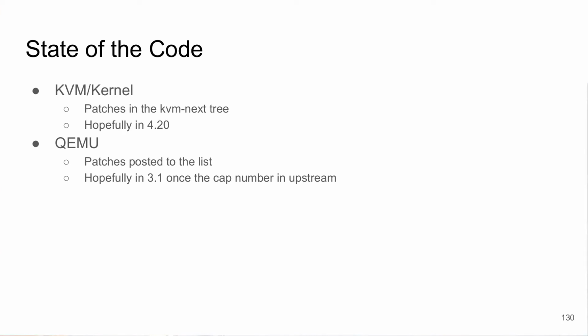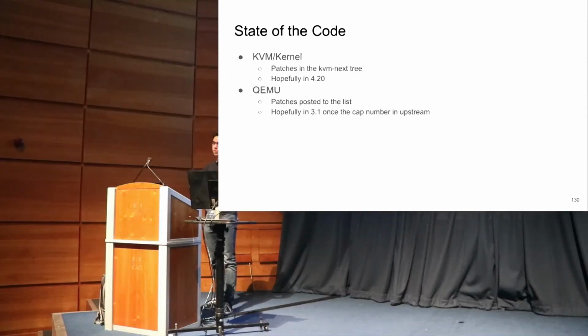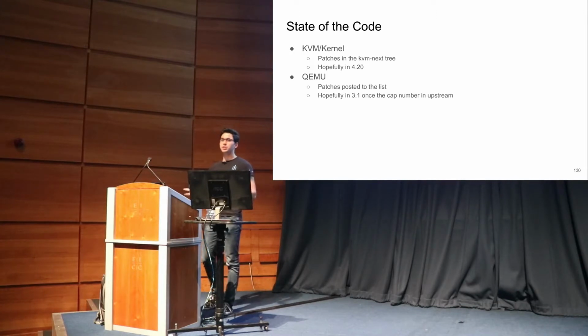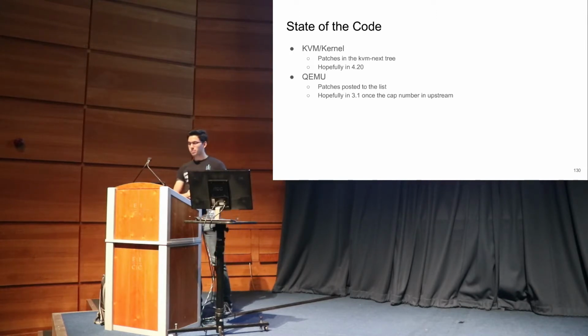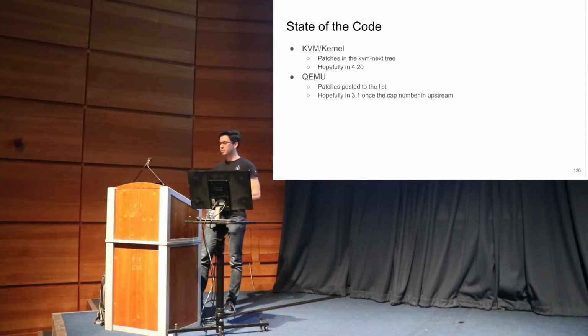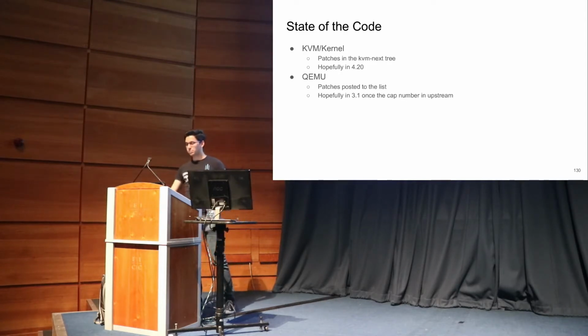So what's the state of the code? The KVM kernel patches are in the KVM next tree, so hopefully they'll make it into 4.20. And the QEMU patches have been posted to the list, and will hopefully make it into 3.1 once the cap numbers are in the upstream kernel.